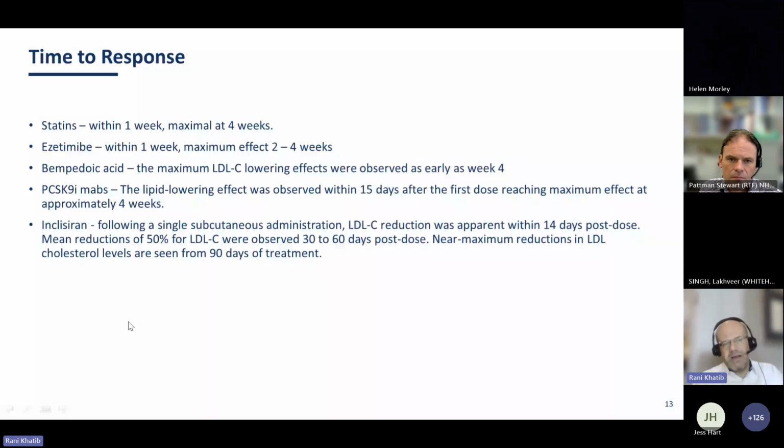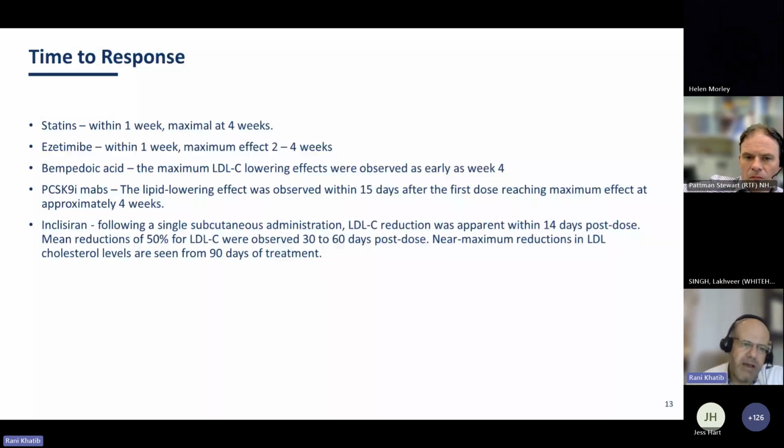We get asked a lot about time to response. How long does it take to see a full response from these different drugs? When you give somebody statins, you're probably going to start seeing some benefit within a week, but you probably need at least 4 weeks of full adherence to start getting maximum LDL reduction. Ezetimibe, same thing. You can start within a week. Maximum effect, probably 2 to 4 weeks. Bempedoic acid, probably 4 weeks.